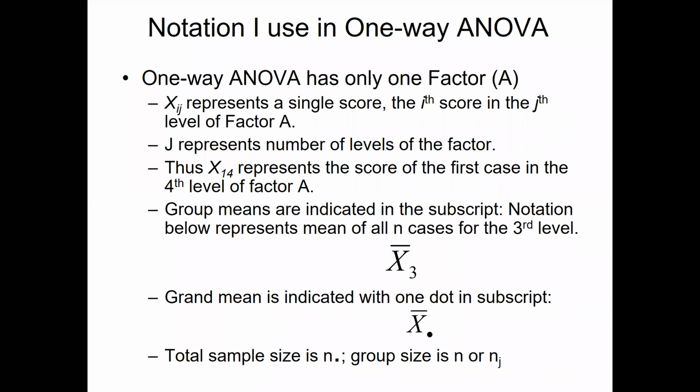And just a quick comment on the notation that I use in one-way ANOVA. This is mostly the general notation that you will see in your textbook. Basically, I think the only thing that's unusual is the bottom point. So one-way ANOVA has only one factor. Independent variables in ANOVA are usually referred to as factors, and the factors have multiple levels or groups.